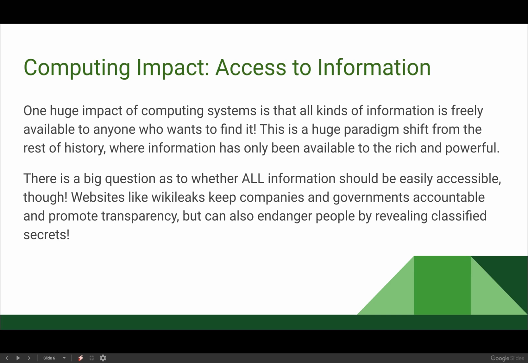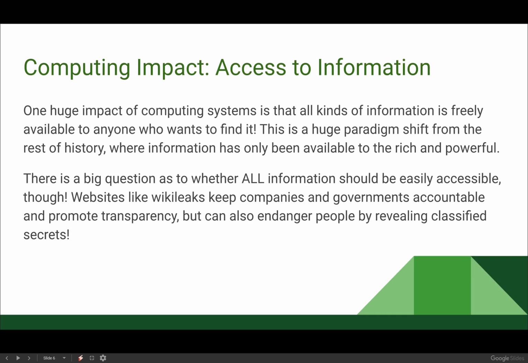And this is a huge paradigm shift from the rest of history, where information has only been available to the people who have the funds or the power to gain access to that information, who can have the education, who are able to read all these different things. So now, in this time of the internet, the accessibility of education is so much higher than it ever has been.